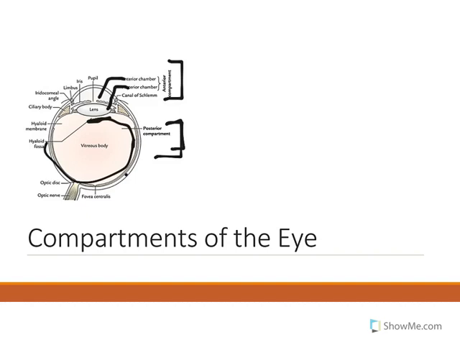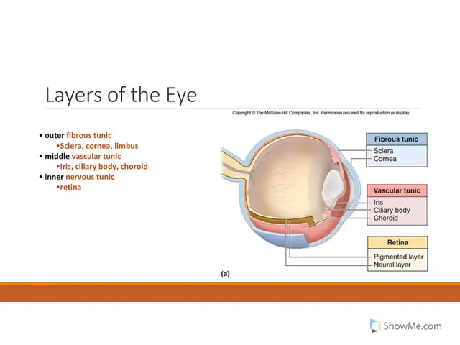Now aqueous humor circulates in the eye, and you're constantly replenishing it, but the vitreous humor, you're not so much. The vitreous humor makes up that vitreous body, and it doesn't circulate through the eye. Now, I'm going to look at the layers of the eye. We actually have 3 layers.